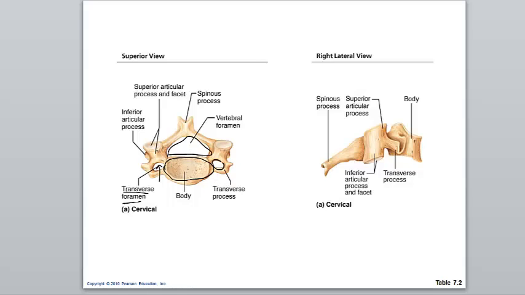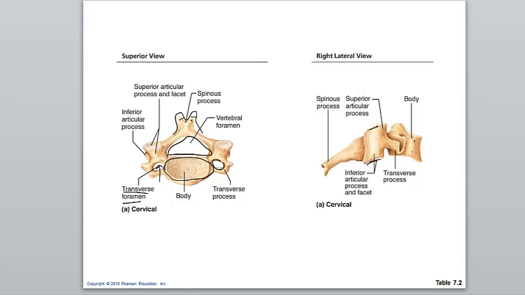You have facets for the articulation or joint above and below. So you have inferior facet below, superior facet. You can see that over here in this picture. You have the superior facet over here and inferior facet over here. This is the process, superior and inferior. Here, spinous process is bifid.